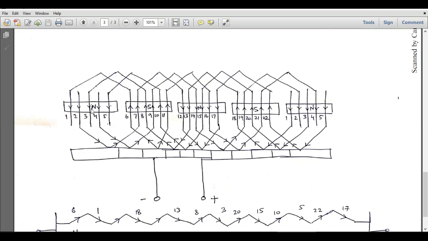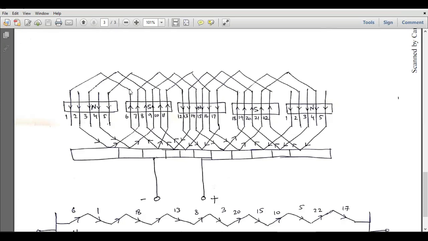You can also consider 6 conductors for this first north pole and 6 conductors for this first south pole, and 5 for these north and south poles. So it's up to you. But the total number of conductors for the two north poles and for the two south poles must be equal. In that way, your winding will always be correct. So let's start from slot number 1, and back pitch is equal to 5. So 1 plus 5 is equal to 6.